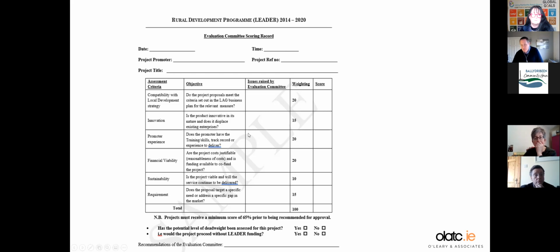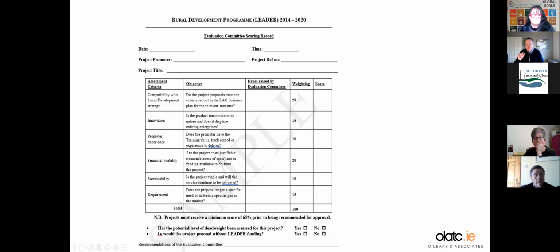Promoters' experience, we mentioned already: track record, training, skills, what experience they have to deliver the project. Again, it's not me saying all these things. The workshop this morning, the slides I've shown you, have been based on what they look for. Financial viability, we discussed it as well. Is it sustainable? Can they co-fund the project? Can they justify the costs?